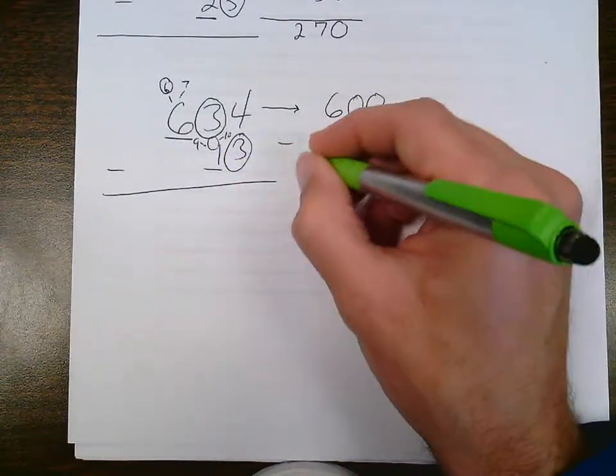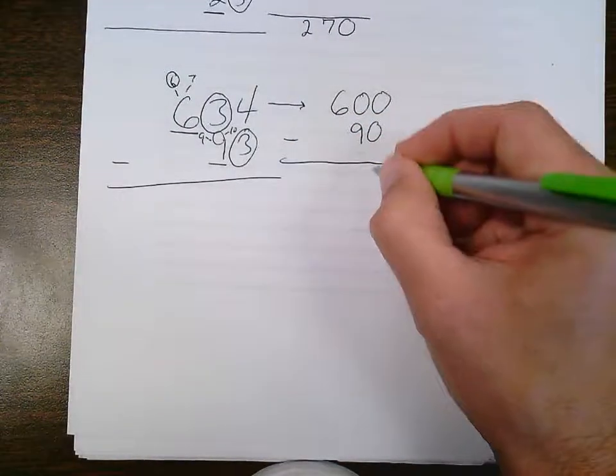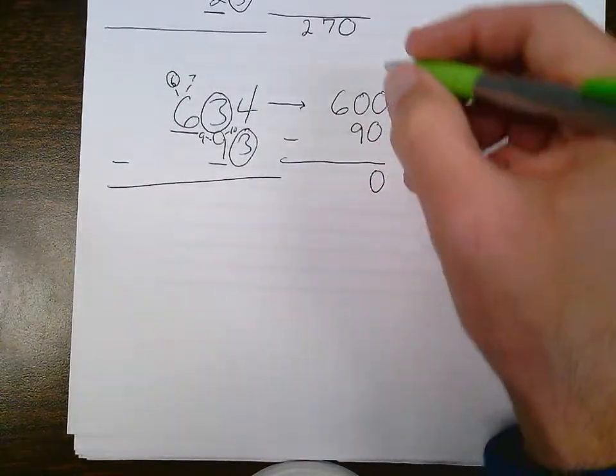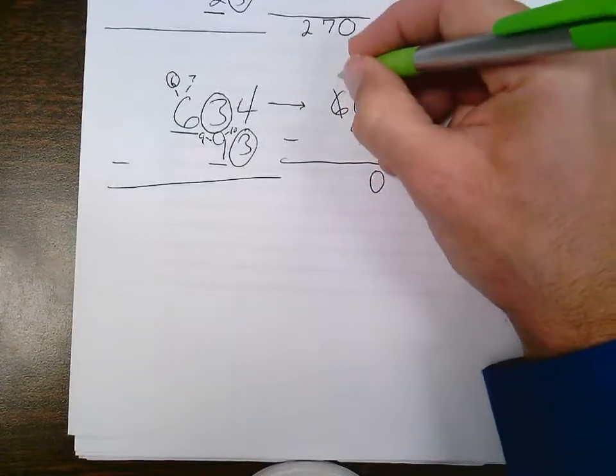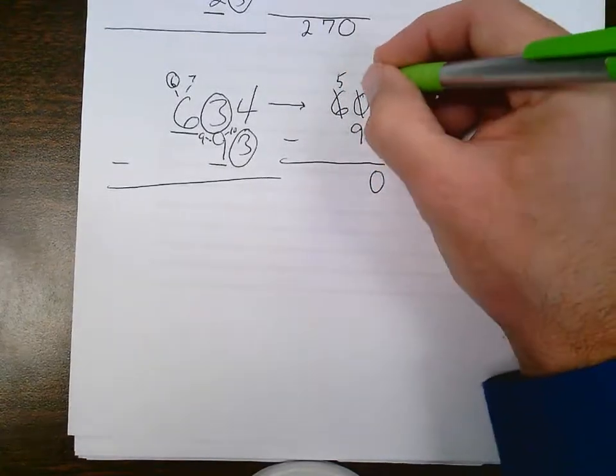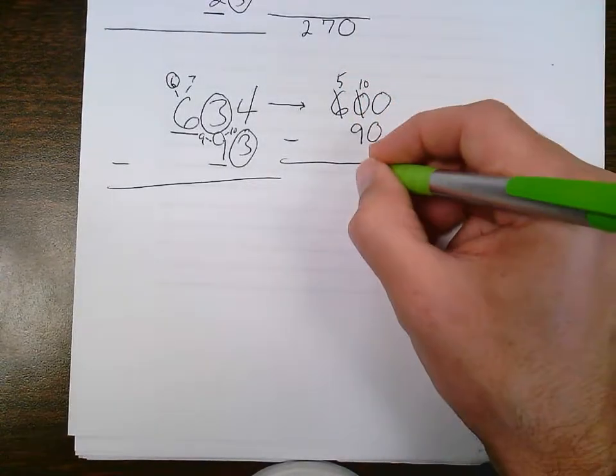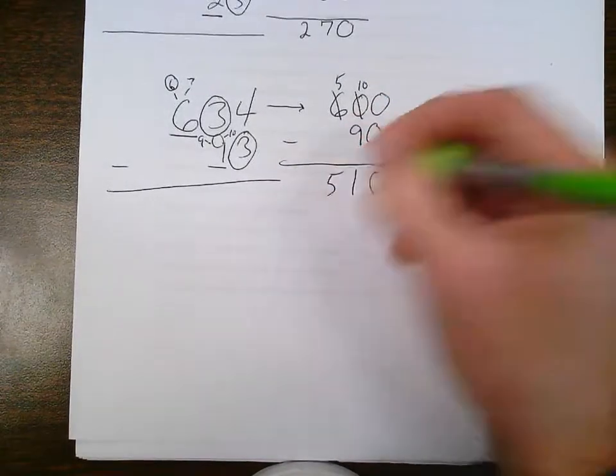And 0 minus 0, 0. 0 minus 9, I can't do. 6 becomes a 5. 0 becomes a 10. 10 minus 9 is 1. 5 minus nothing is 5.